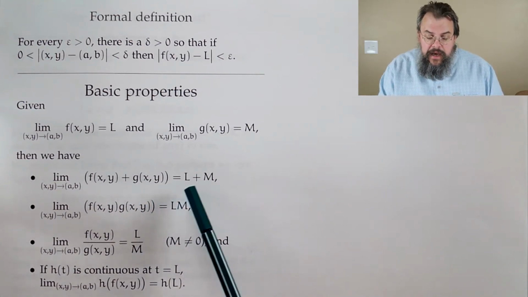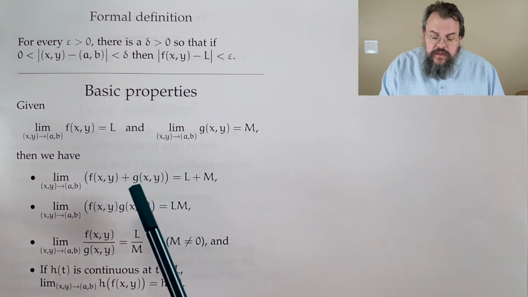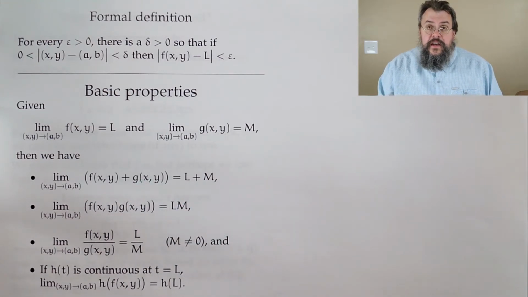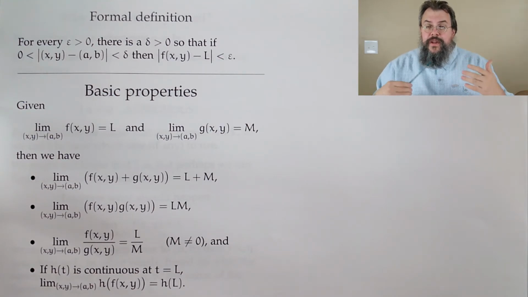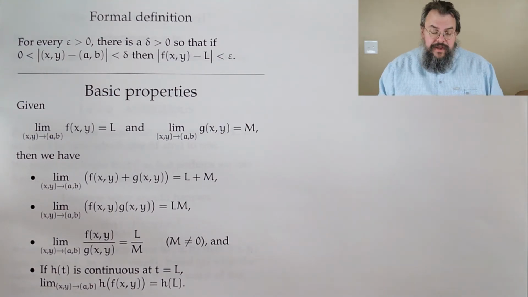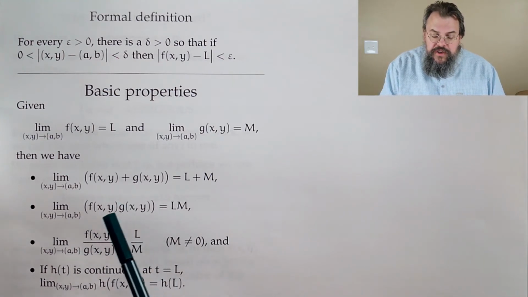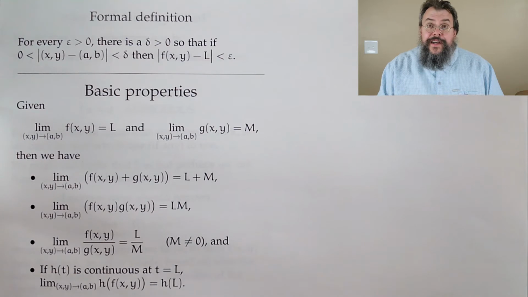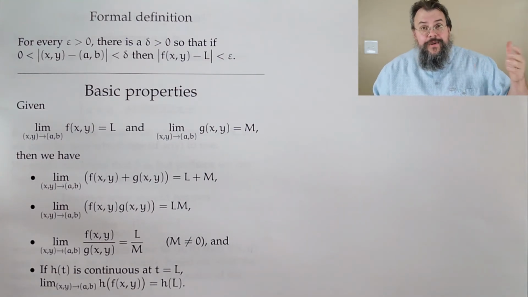well, we add L plus M, right? If f is getting close to L, g is getting close to M, then f plus g is getting close to L plus M. So in other words, they behave intuitively. So they work well with addition. They also work well with multiplication. It's L times M. It even works well with division as long as we're not dividing by 0.